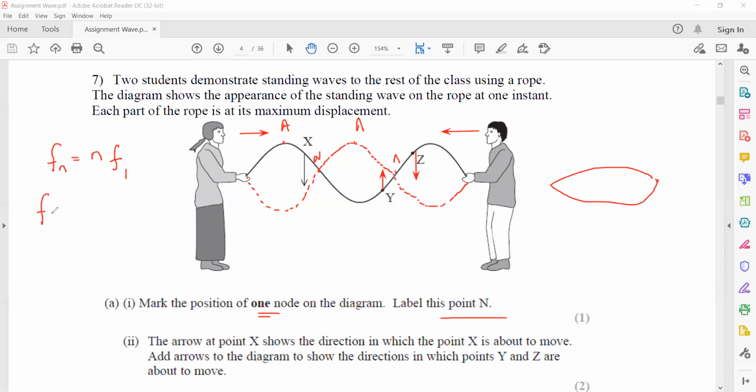So Fn for 3 loops: the frequency they already mentioned when it is vibrating as in the figure is 1.5. So 1.5 equals 3 times F1, but we need F1, so F1 will be equal to 0.5 Hertz. That is the formula which relates the frequency of a standing wave in a string: Fn equals nF1, or the fundamental frequency is the frequency of n loops divided by n, so we get the fundamental frequency.